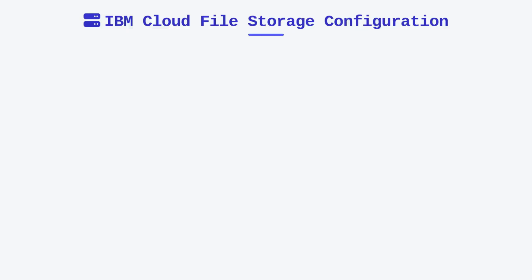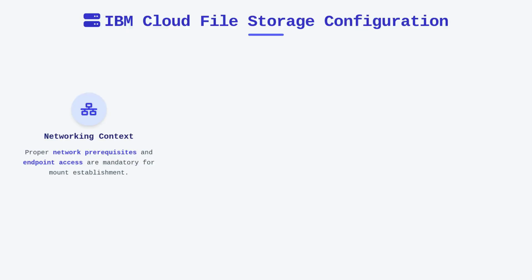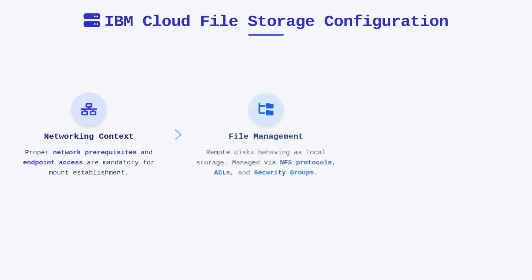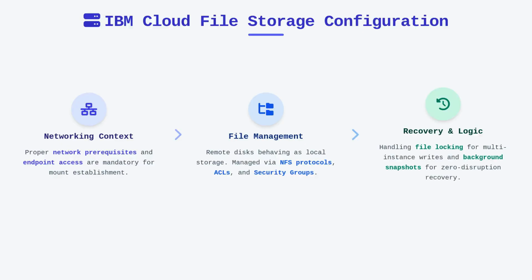In terms of operational configuration, mounting an IBM Cloud File Storage volume requires specific network prerequisites, primarily ensuring that the compute instances reside within the appropriate networking context to reach the storage endpoint. Once the NFS mount is established, you are essentially dealing with a remote disk that behaves like local storage but is managed via network protocols. Managing subdirectories and file-level access controls becomes a function of the underlying file system permissions combined with the security groups or access control lists you define at the infrastructure level.